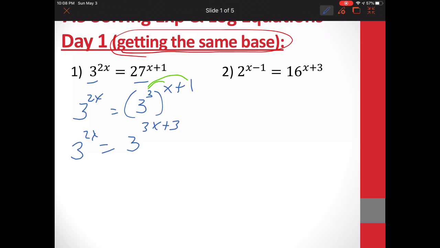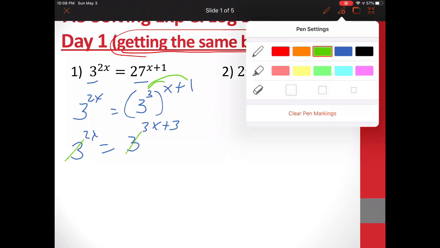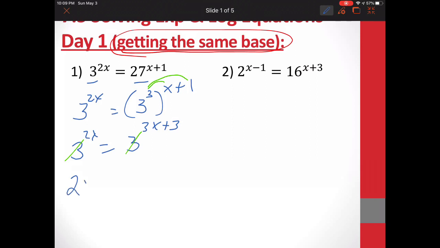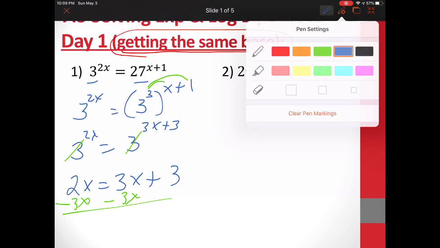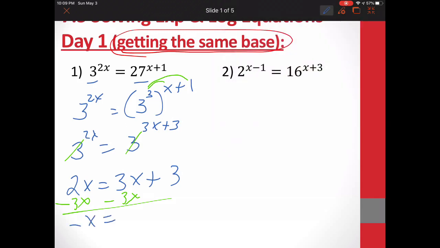Now, what's kind of cool about this, and I know that I use that term loosely, is that if the bases are the same, they're actually going to cancel out. And we can use just the exponents to solve for the x. So when we subtract the 3x from both sides, we get negative x equals 3, or x equals negative 3. We have our answer.